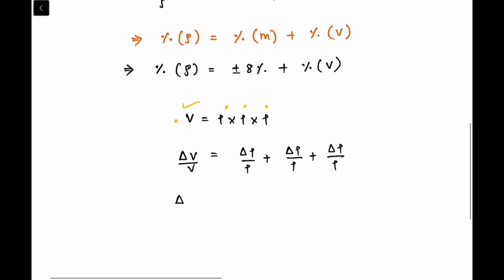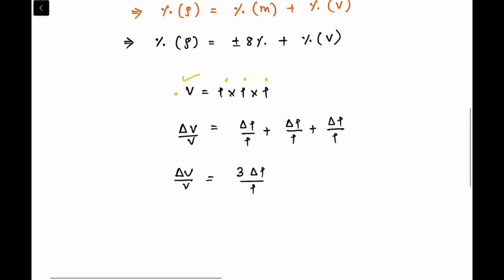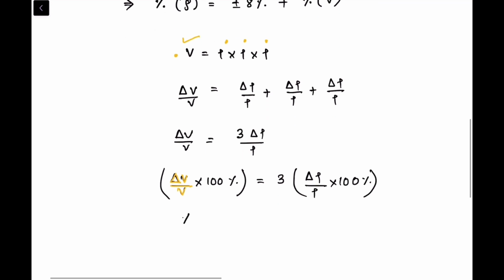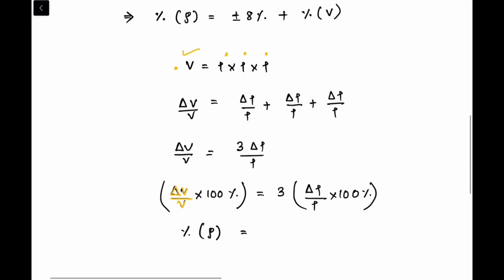So delta V by V is equal to 3 times delta L by L. Now multiply it with 100%. So delta V by V into 100% will be equal to 3 times delta L by L into 100%. Now what is this thing? This is the change in volume over original volume into 100%, which is the percentage change, that is the percentage error in volume.